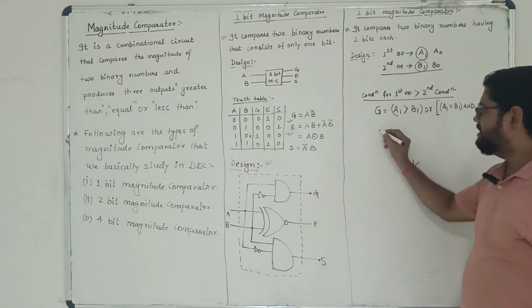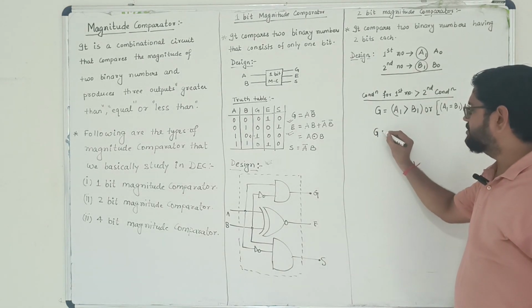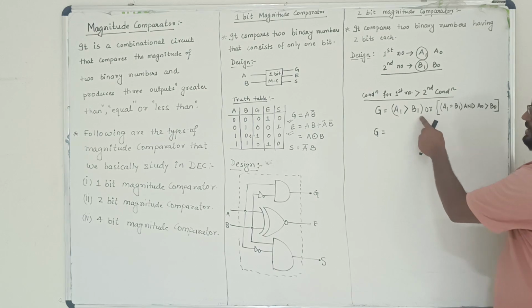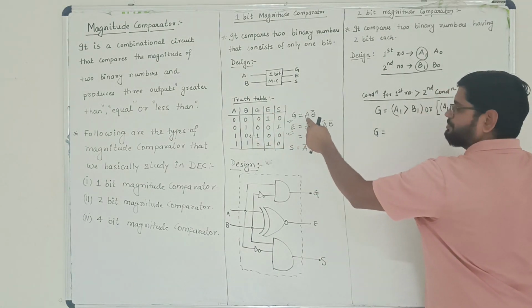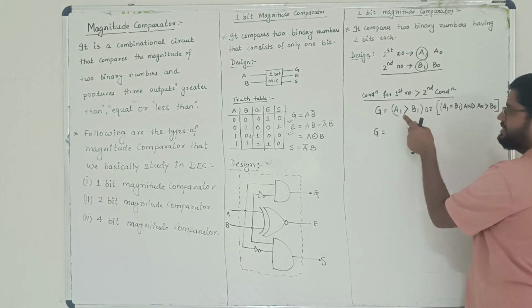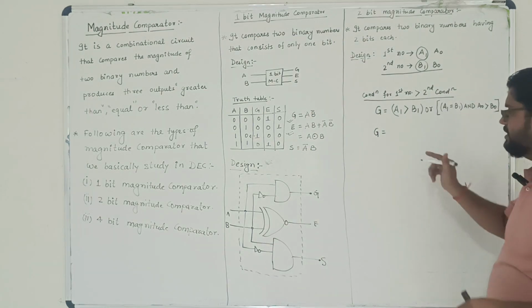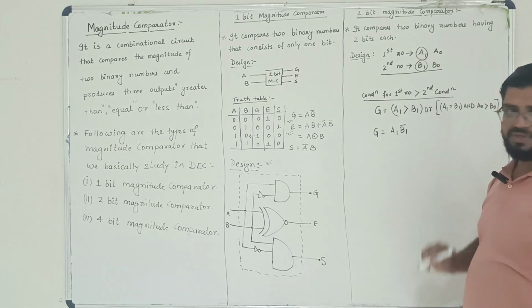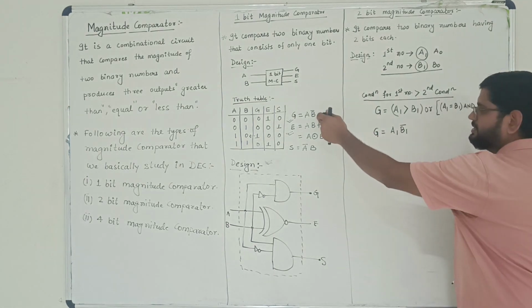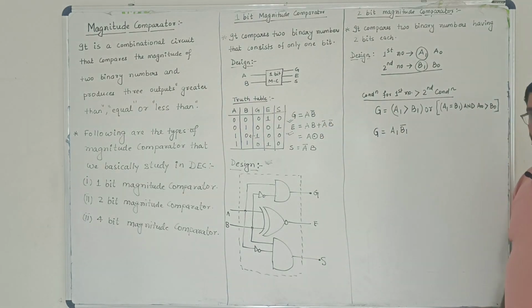Now once you have got it, you will be able to write the Boolean expression very easily. A1 greater than B1. Now look at this one: A greater than B. What was the expression? A B bar. Now here it is A1 greater than B1, so I can write A1 B1 bar. We can write like this. Just compare this with this, and you will find the answer.